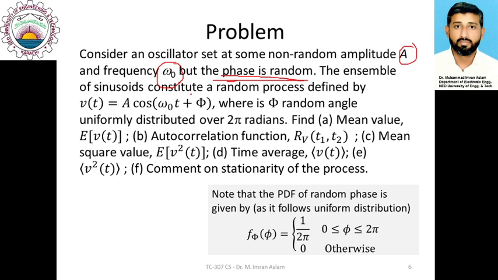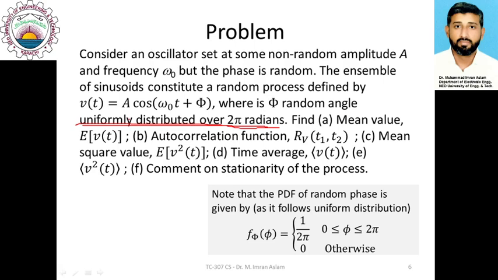So the ensemble of the sinusoids constitutes a random process defined by this relationship. So this relationship defines the random process. V(t) is equal to A cos(omega naught t plus phi), where phi is the random variable, A and omega naught are constants, and phi is a random angle. And this random variable is defined to be uniformly distributed over 2 pi radians. So this one follows uniform distribution, as we discussed in our last lecture as well.